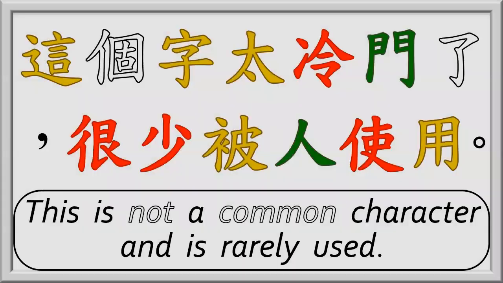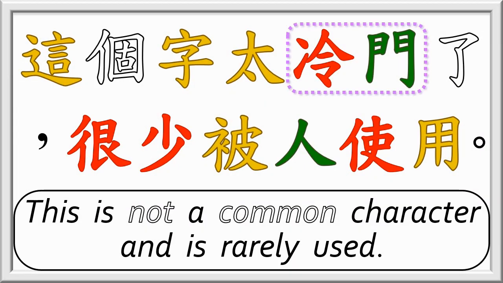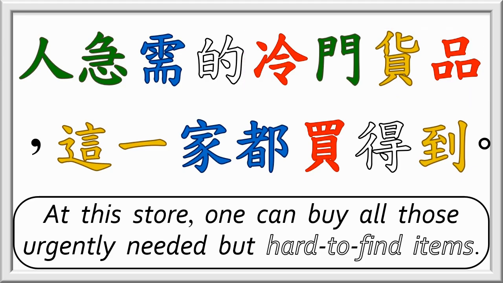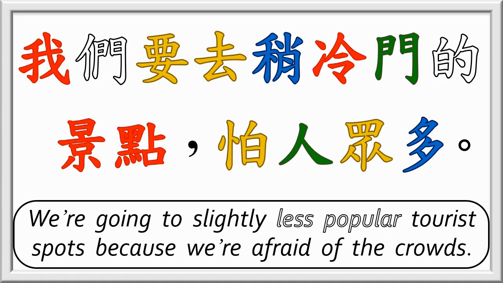Coldness naturally implies a lack of activity. So a cold door, 冷门, is one that is rarely opened, rarely used. 这个字太冷门了，很少被人使用。This is not a common character and is rarely used. 人急需的冷门货品，这一家都买得到。At this store, one can buy all those urgently needed but hard to find items. 我们要去稍冷门的景点，怕人众多。We're going to slightly less popular tourist spots because we're afraid of the crowds.